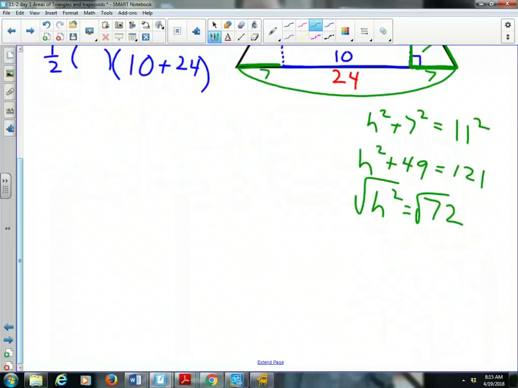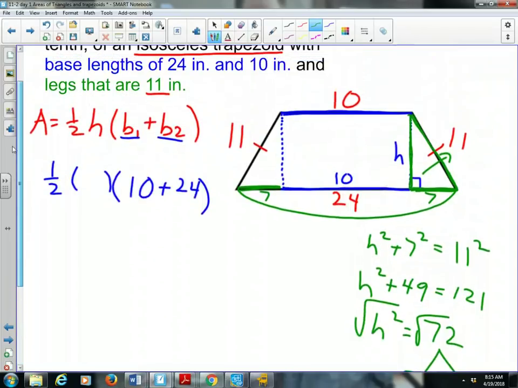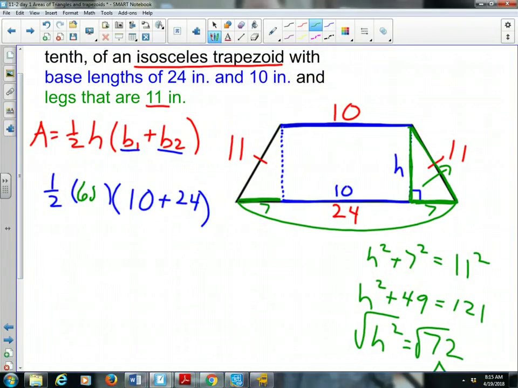So if we square root 72, that breaks up into 36 times 2. So it would be 6 square root 2. There is my height, everybody. My height is 6 root 2. So right over here, 1/2 times the height times the sum of the two bases. Good news.